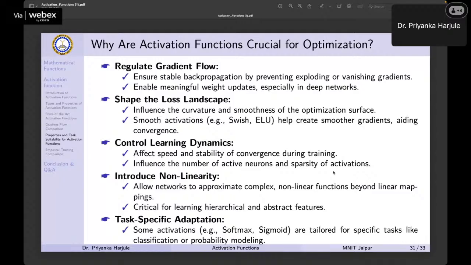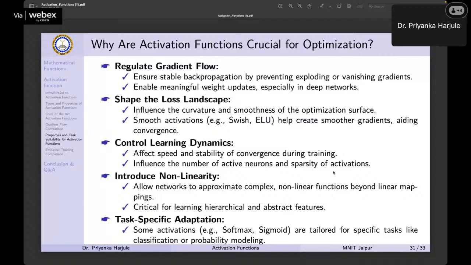So finally, to summarize, why are activation functions crucial? Because they regulate the gradient flow. Back propagation uses gradients to update weights. So if gradients are too small or too big, training breaks. They shape the loss landscape; the shape of the loss surface clearly affects how easily and smoothly the optimizer can find the minimum. So activation functions clearly shape the loss landscape.